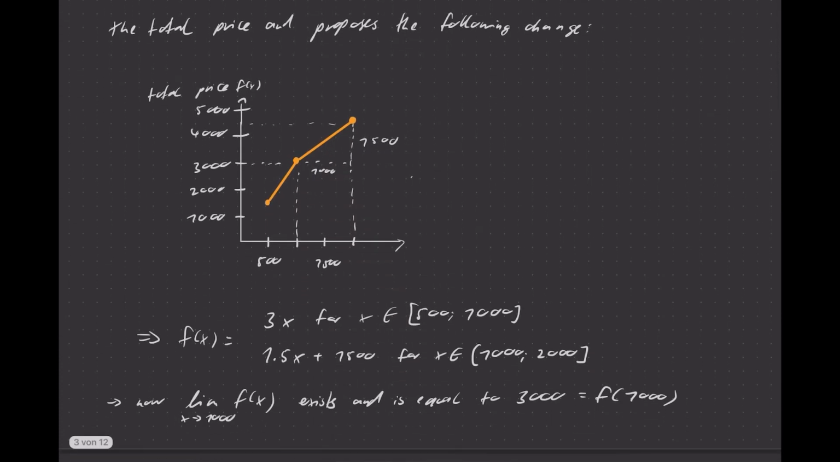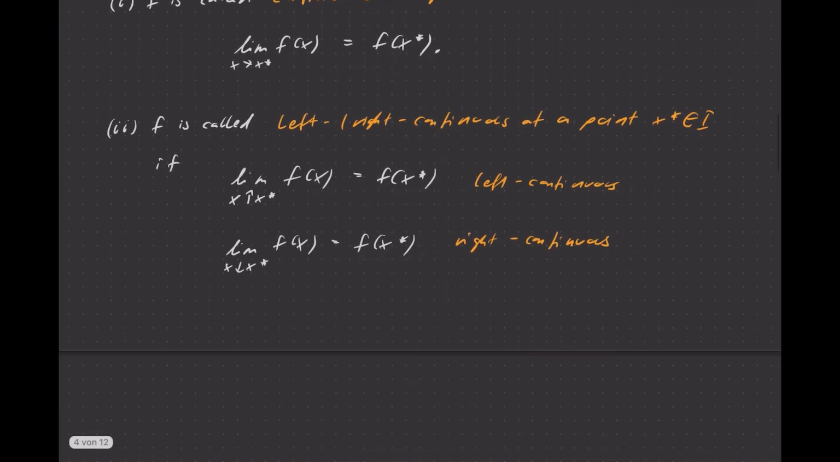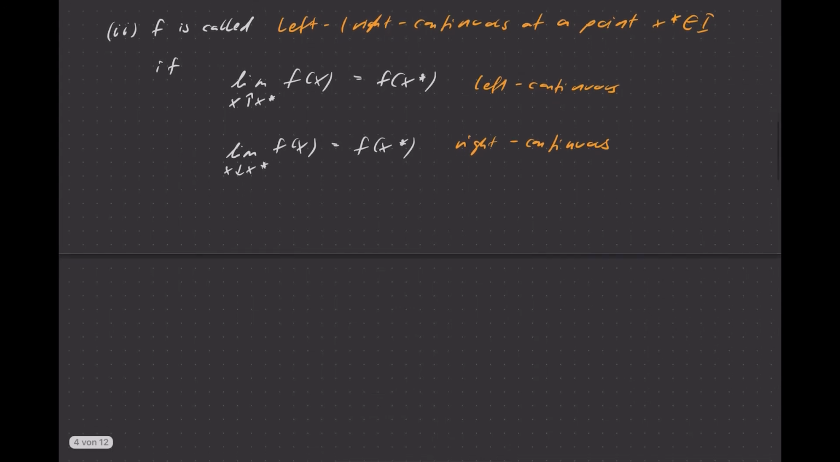Whereas this function here, the limit from the left is this point, the limit from the right is this point, the limit itself is this point, and the function value is also this point. So that function is both left continuous and right continuous and continuous. And of course, continuity would imply left and right continuity and vice versa. If a function is left and right continuous at a certain point, then it also is continuous.